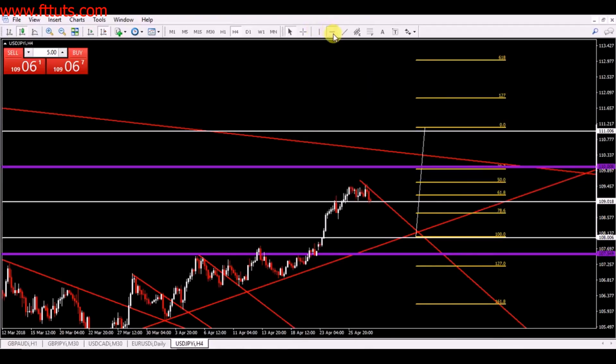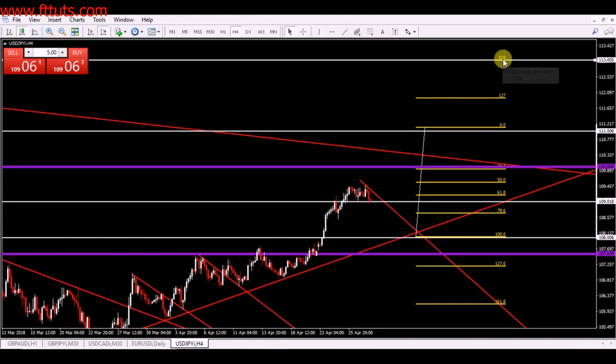And if it is, what is around there? Wow, look at that. Right on the dot. Look at that. 61.8 in confluence with what else? That you probably wouldn't have paid attention to previously.